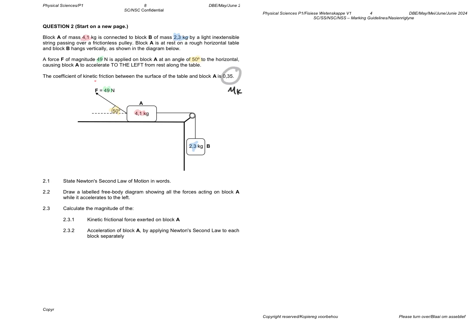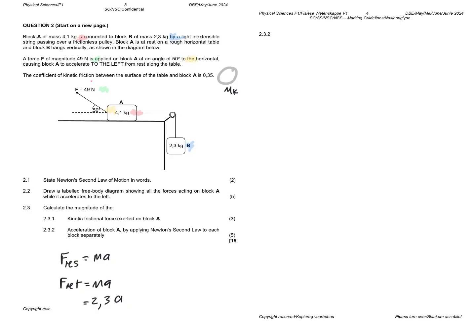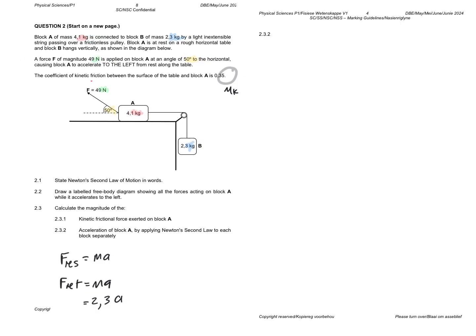Now, most importantly, very important, we need to write F-res equals MA or F-net equals MA somewhere, and sub in a mass. So you can sub in 2.3 times A. That will get you a mark. And honestly, we're just trying to get marks. We don't need to pretend that we're doing anything else. We need to get marks. And this is a 5-mark question.